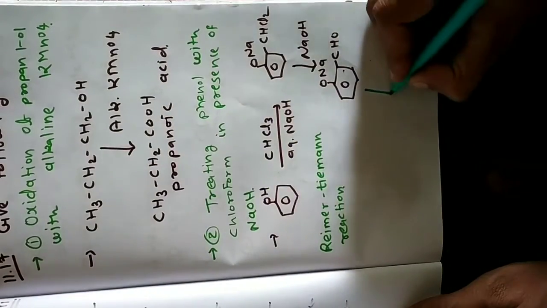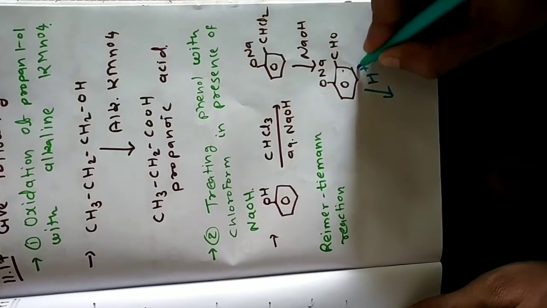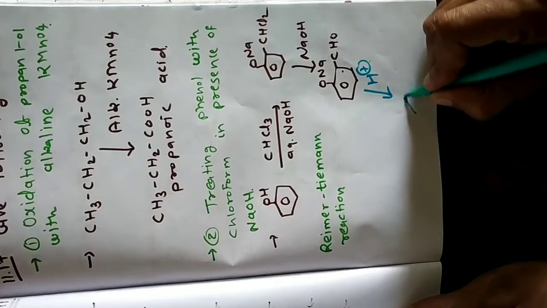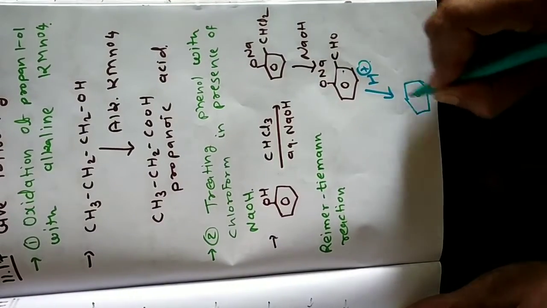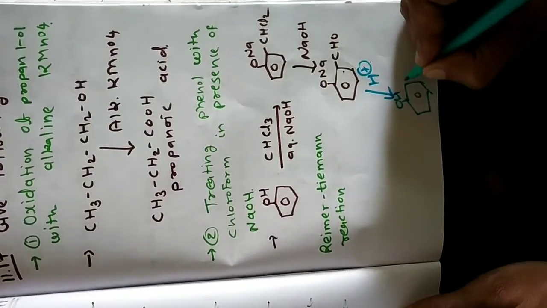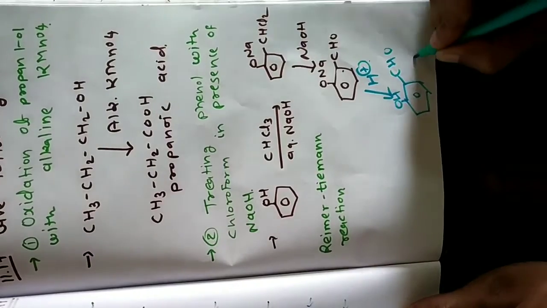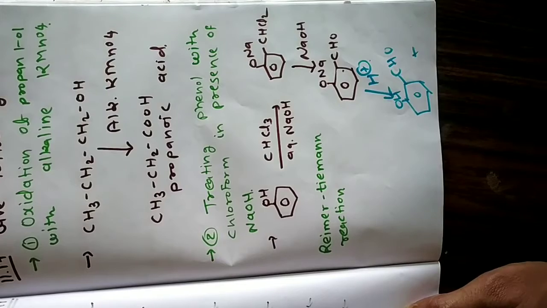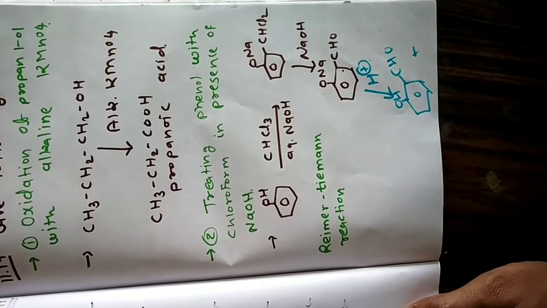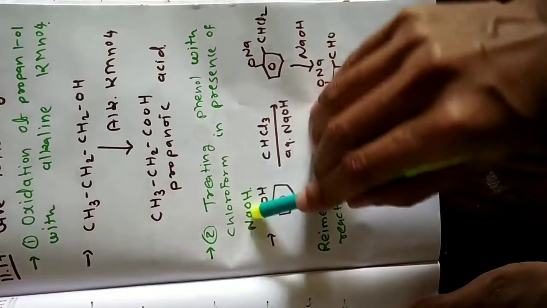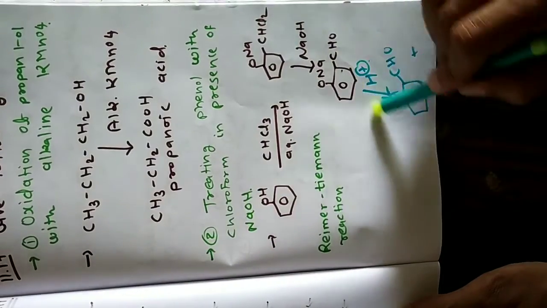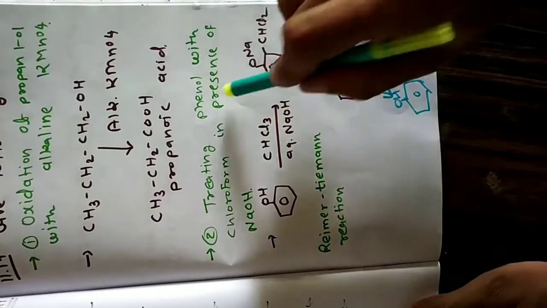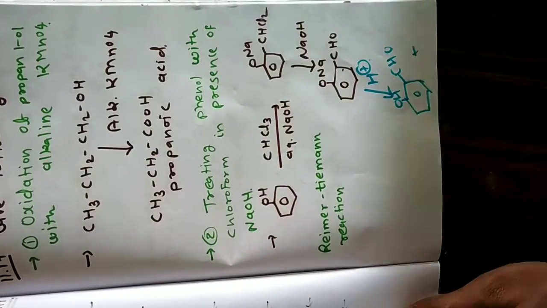That is, when it reacts with acid, what will it give? It will give OH and CHO. This one is called salicylaldehyde. That was the whole Reimer-Tiemann reaction. But here acid is not mentioned in the question, so this last step you don't have to write in this question. Okay.